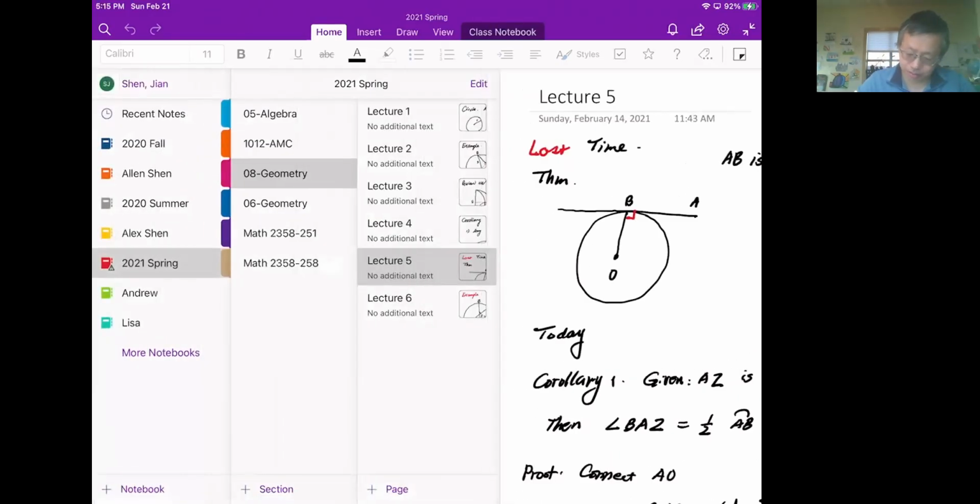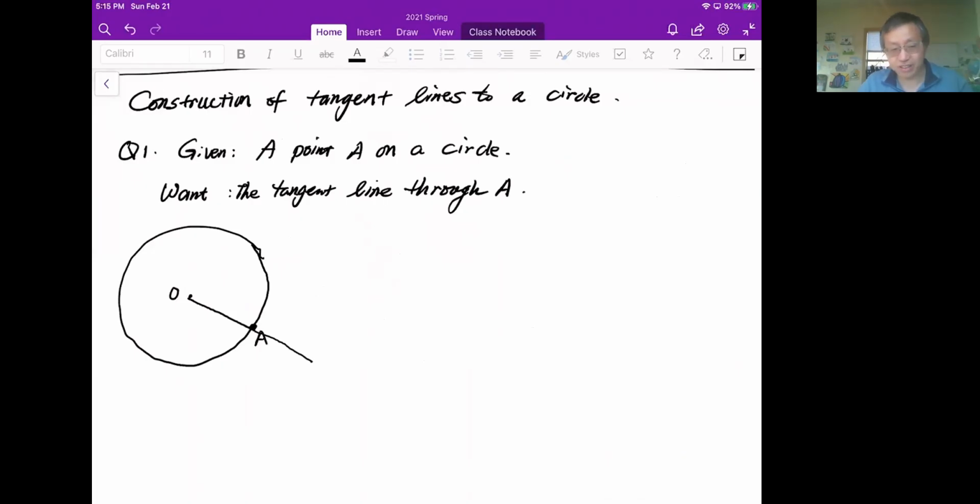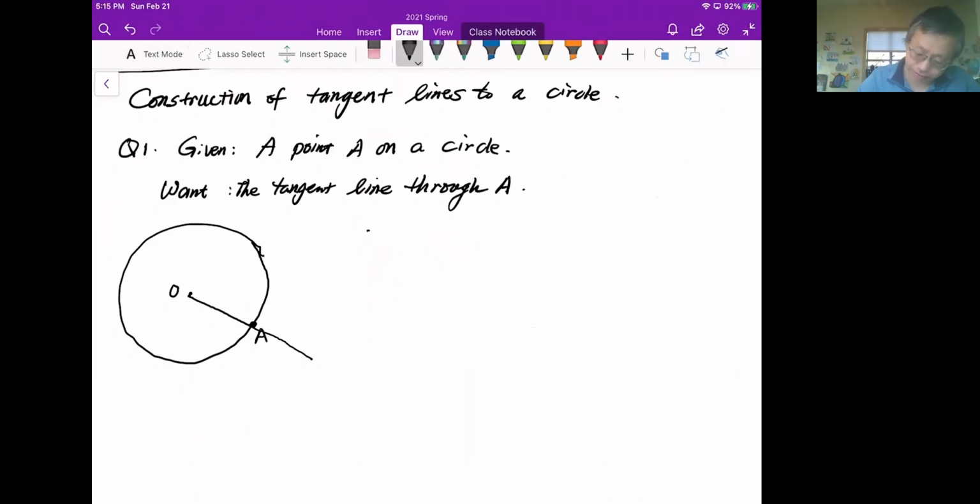Okay, so let's go back to here, and then we are done. Does it make sense? How to draw the perpendicular line? That's just a warming up exercise. So first, connect OA. Second, you just draw AB perpendicular to OA. How? How to do that?